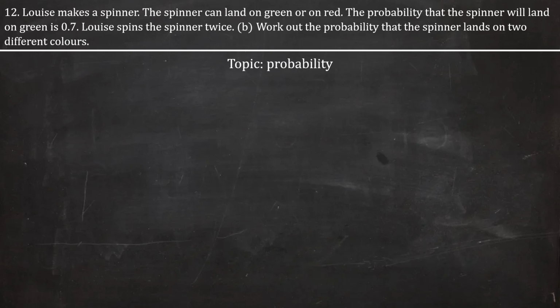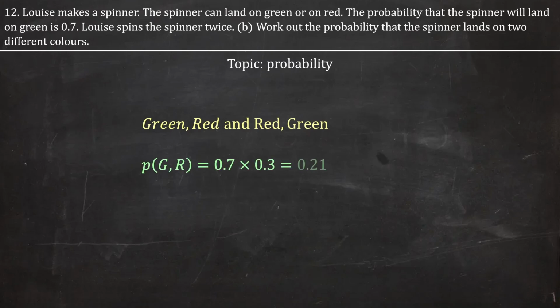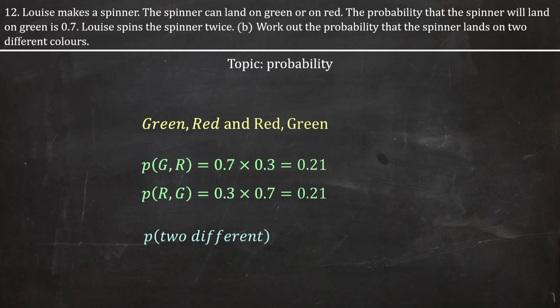Part B, work out the probability that the spinner lands on 2 different colors. So the scenarios that work for me here are green-red and red-green. Those are the 2 scenarios with 2 different colors. Find the probability for each one. So probability for green-red is going to be 0.7 times 0.3, which is 0.21. The probability for red-green is going to be 0.3 times 0.7, which is also 0.21. So the probability for 2 different colors is going to be 0.21 plus 0.21, which is 0.42.